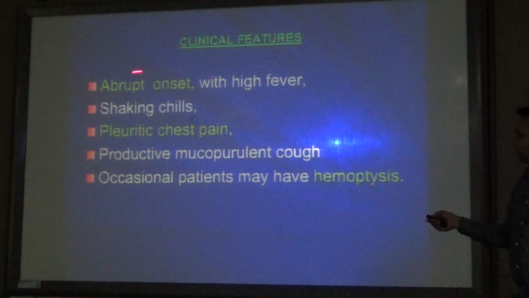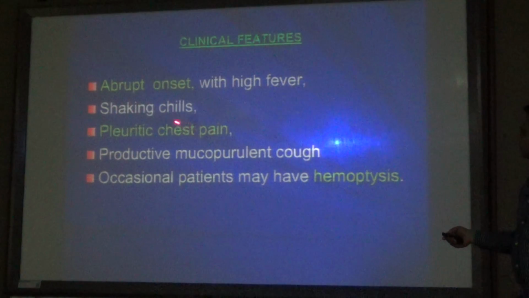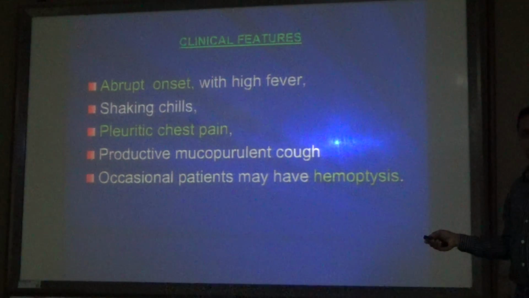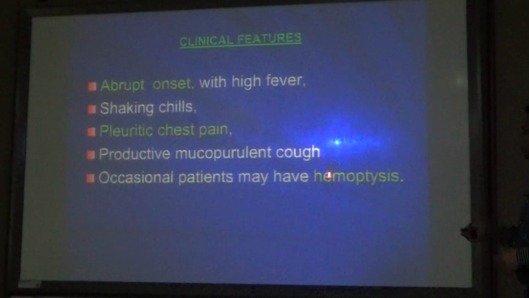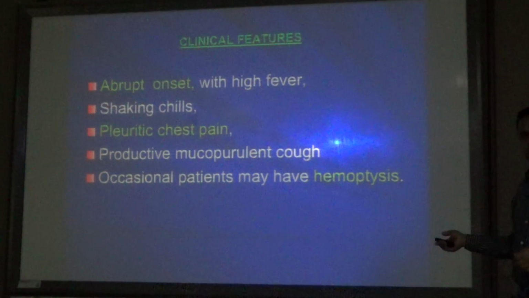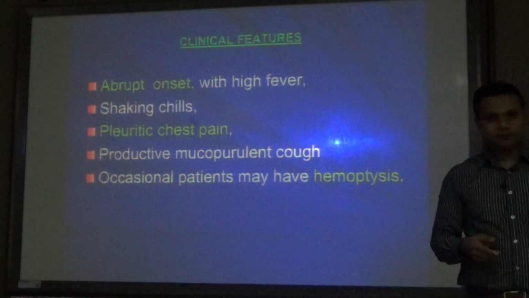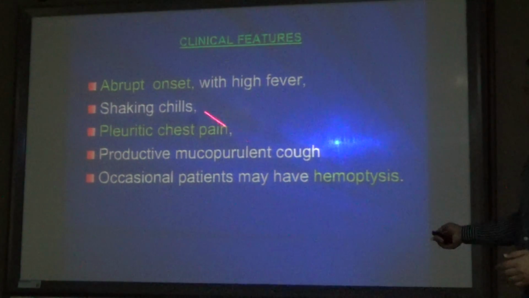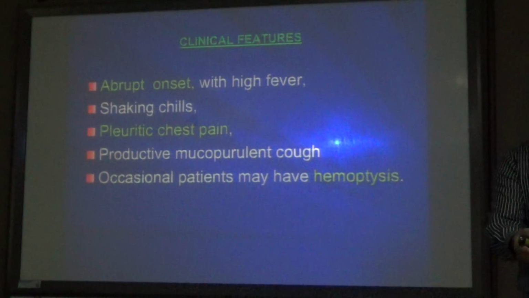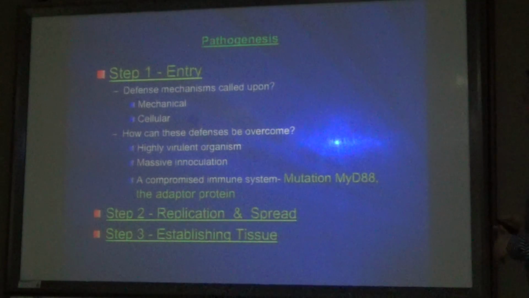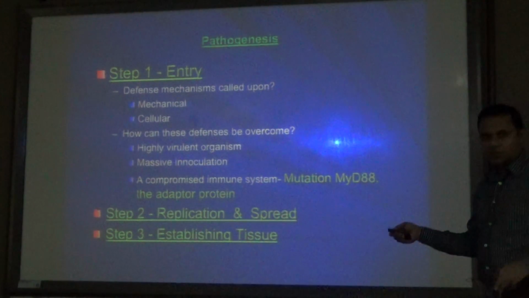Clinical features: abrupt, sudden onset. Patient will have chills, pleuritic chest pain, mucopurulent cough, then patient will have hemoptysis. And what is hemoptysis? Blood mixed with the sputum. Mucopurulent cough is there due to? Yeah, exactly. We will see the pathogenesis now.